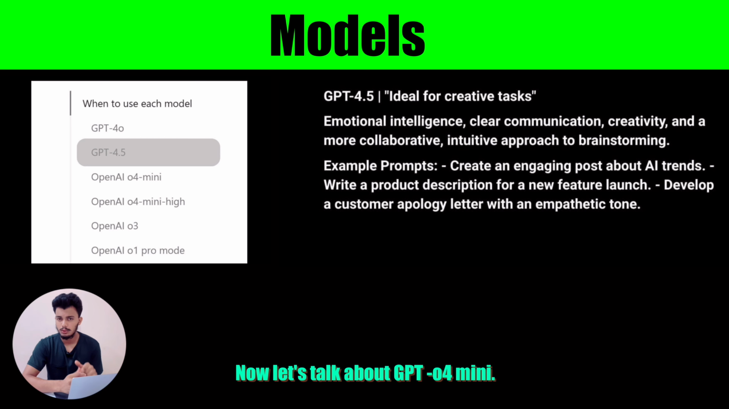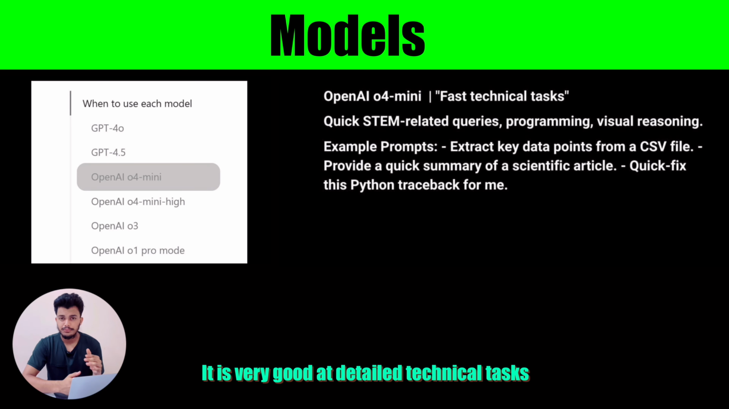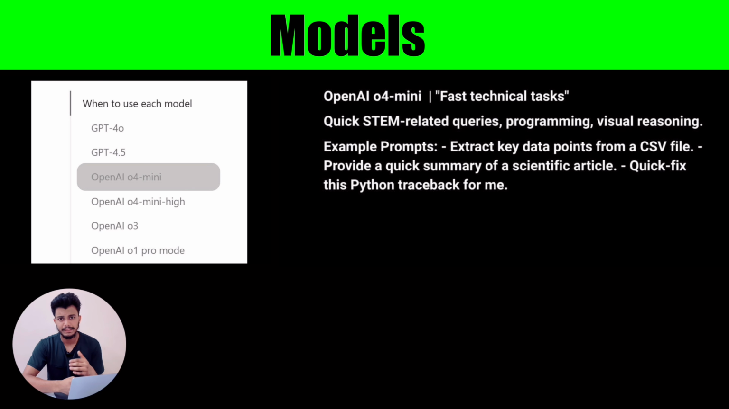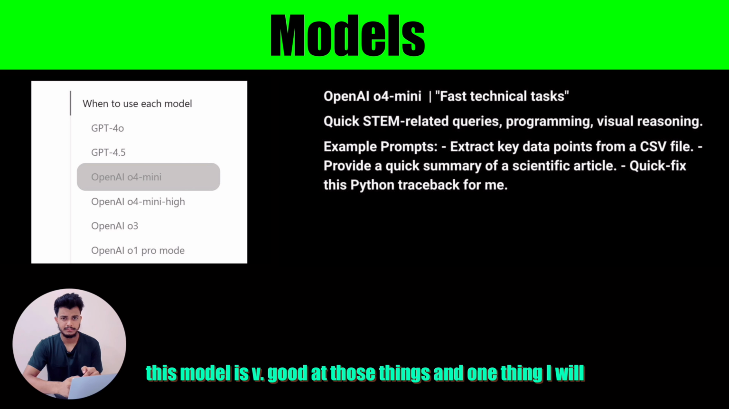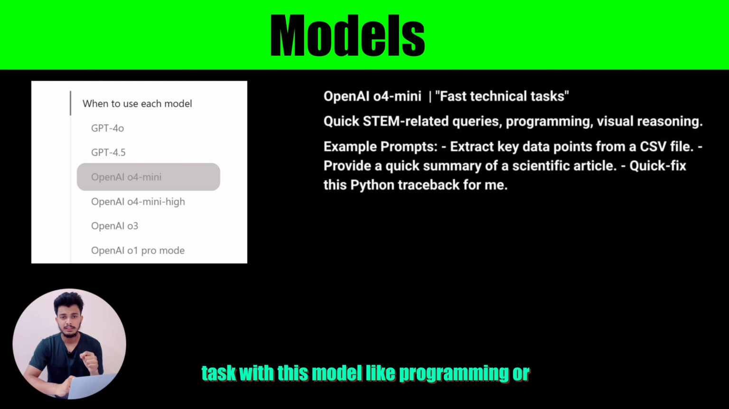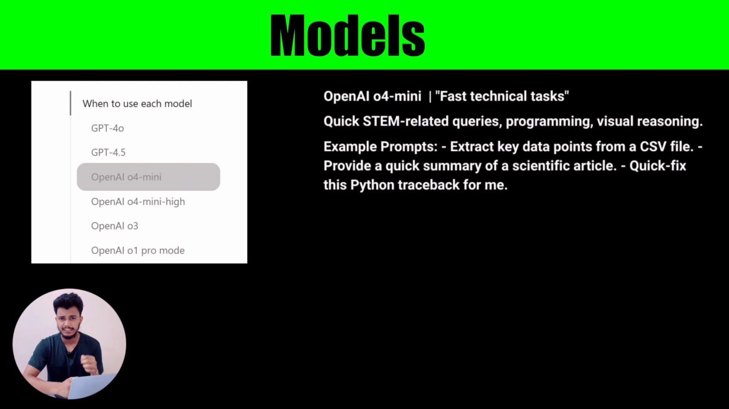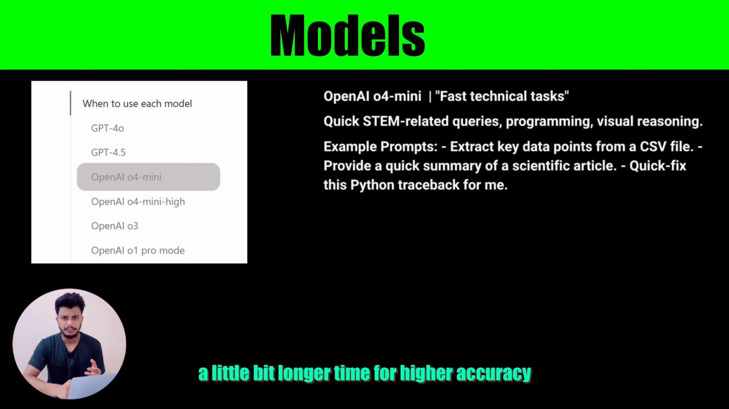Now let's talk about O4 Mini. It is very good at detailed technical tasks like doing coding, programming, or solving any mathematical problems, or you can say explaining any scientific research. This model is very good at those things. And one thing I will mention here, whenever you perform any task with this model, like programming or solving any mathematical equation, it will take a little bit longer time for higher accuracy.